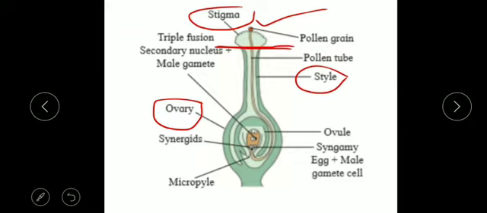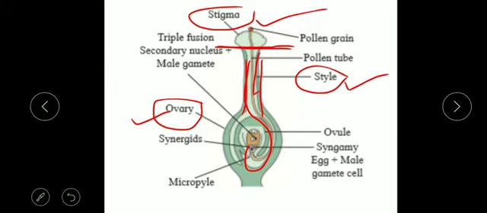Okay, coming to the next part, the style, which is just below the stigma. You can see this style is an elongated and tubular portion. This style acts as a pathway for the germinated pollen. Like, the pollen tube can enter through this style and reach inside the ovarian chamber so that fertilization can be done.